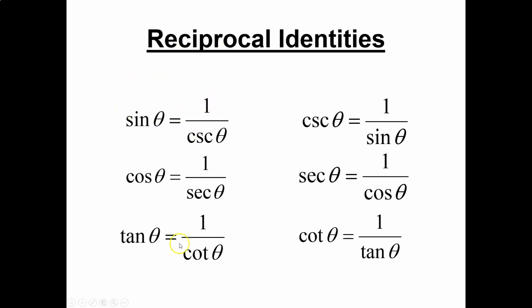Reciprocal identities, we have already gone over these, I'm pretty sure at some point. Sine is 1 over cosecant, cosecant is 1 over sine, cosine is 1 over secant, secant is 1 over cosine, tangent is 1 over cotangent, cotangent is 1 over tangent. These will be on the formula quiz. You have to have them memorized to be successful with verifying trig identities. They're called reciprocal because when you do 1 over something, it just flips it.